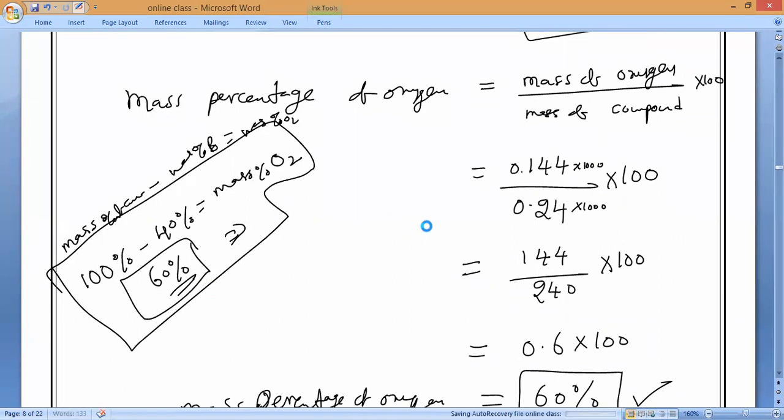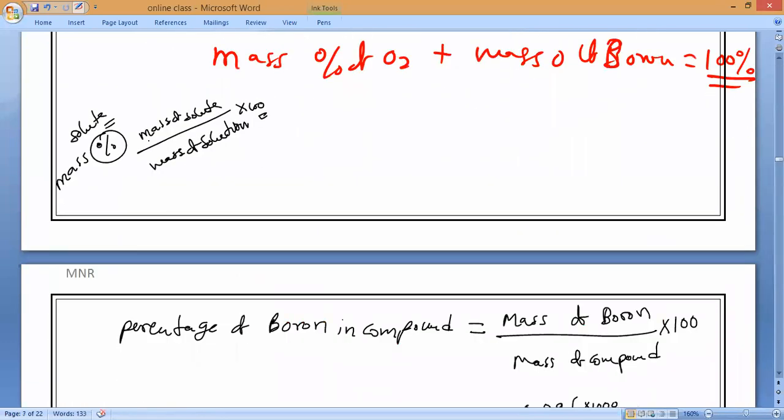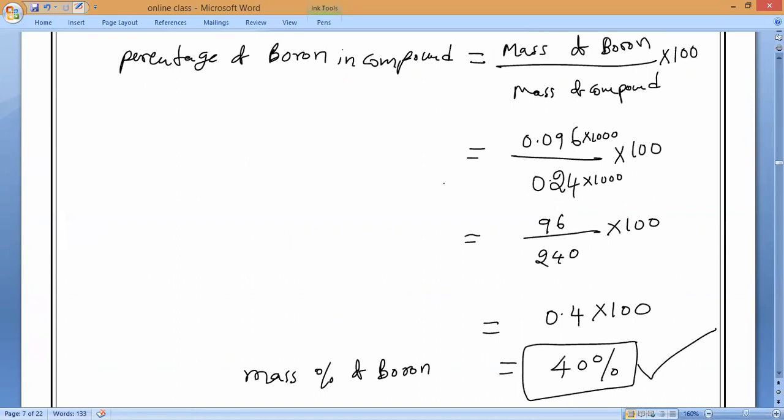Yes. So same formula which we learned in the second chapter, solute mass and solvent mass, how you will find? Mass percentage of solute is equal to mass of solute divided by mass of solution into 100. Same principle we are using here and we are finding it.